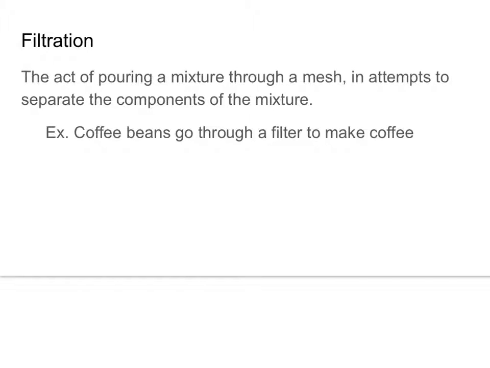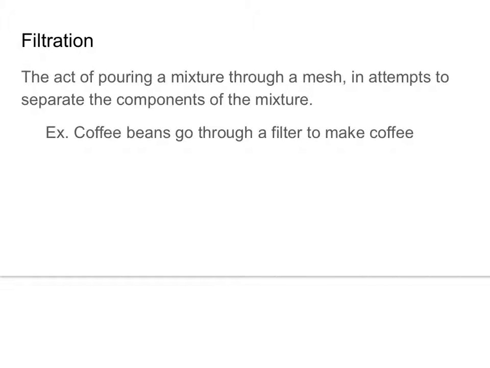Alright, so now we're going to look at how we can separate some different solutions. Filtration is one of the easiest ways that we can do it, though it doesn't work with everything. For all this filtration, I'm going to use the example of making coffee. For coffee, we set up a filter, we throw the beans into that, and then we push water through that. And what comes out is coffee.